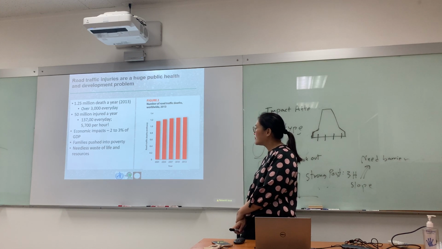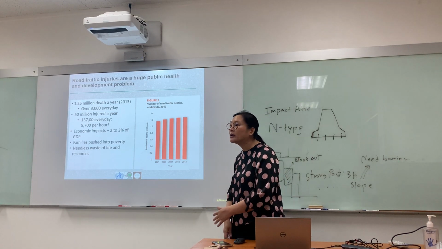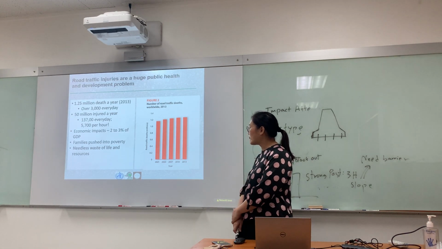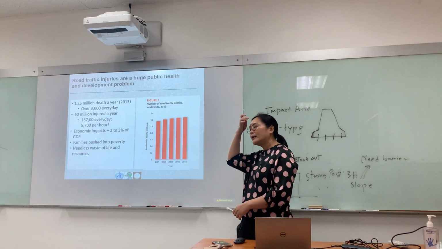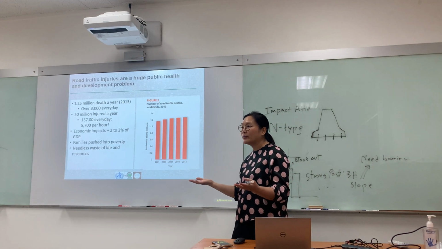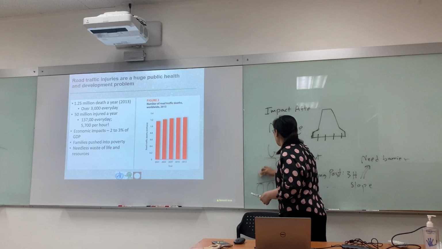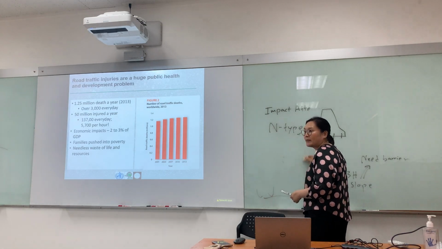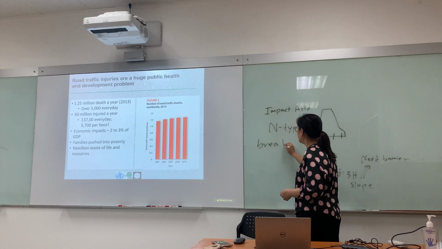Very huge. And another problem is that if someone dies from a road accident, people become poorer. You push the family into poverty. Why? Think about a family member we call the breadwinner. Who is the breadwinner? The breadwinner is the one who earns the income for the family.